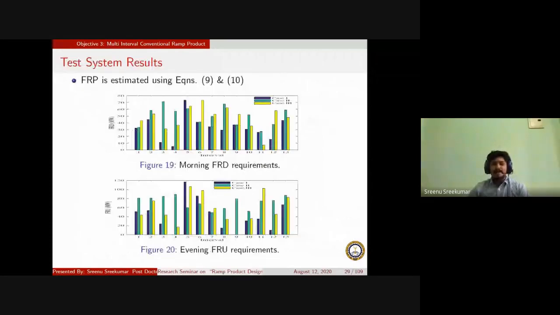And figures 19 and 20 show the morning FRD and evening FRD requirements of the test system, and 3 cases are shown. Here we can observe that case 2, where the solar penetration was there, has high FRD requirement during morning hours and high FRU requirement during evening hours. That means, along with the normal ramping up of solar generation, it demands more FRP requirements.